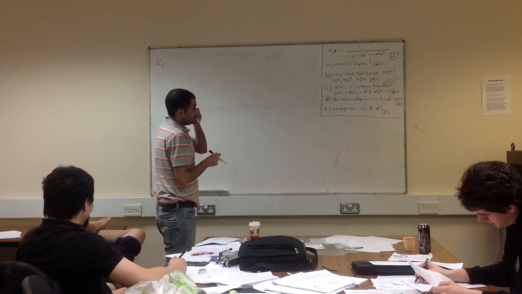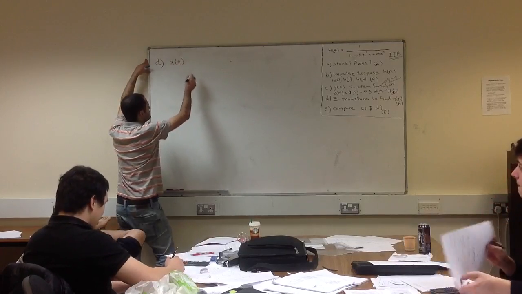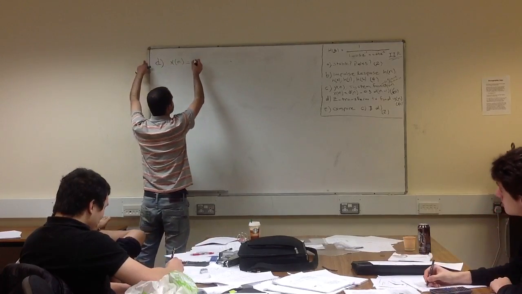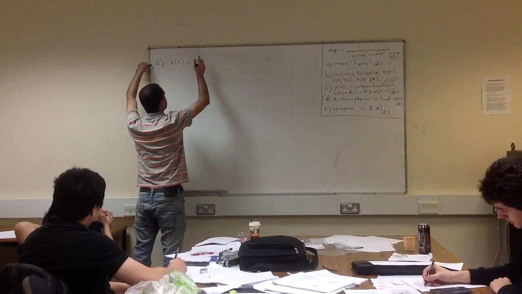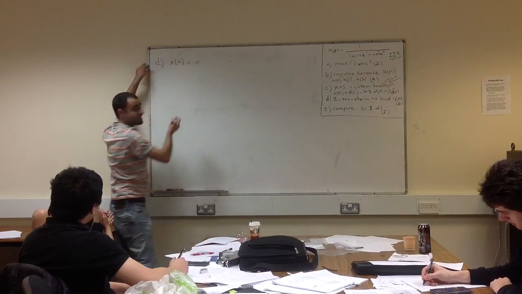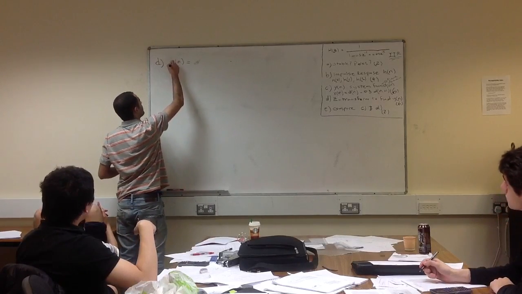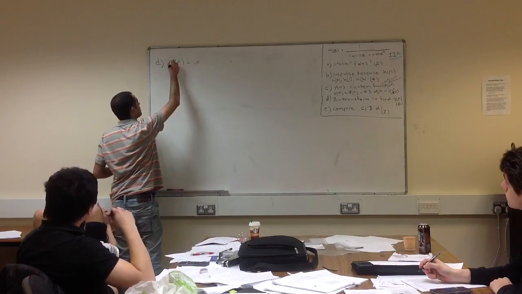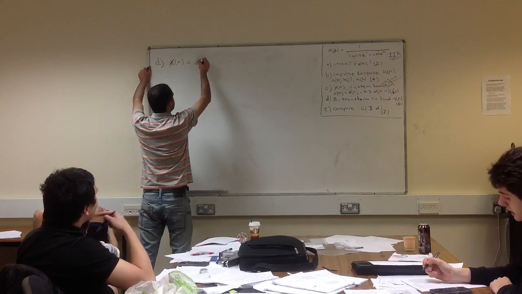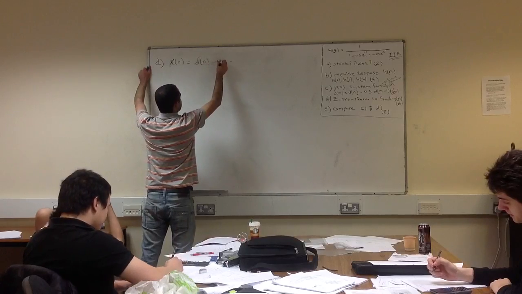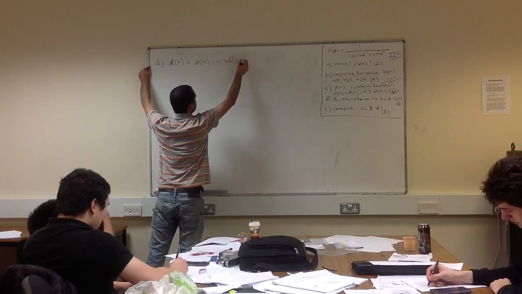So, using the same thing, x[n] is delta n minus 0.3 delta n minus 1. Fine, we just write times using a dot then. Just use a dot for times.